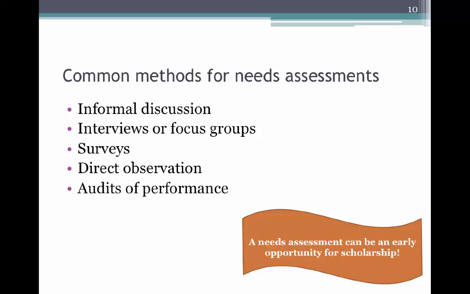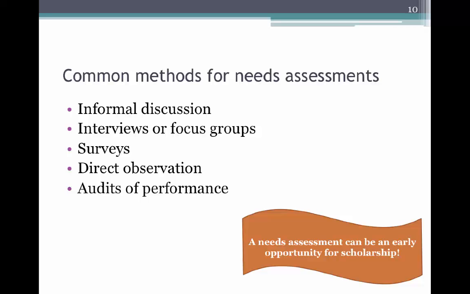Often the additional information needed for a targeted needs assessment requires collection, and here is a frequent opportunity for a scholarly project. A well-organized and thought-out targeted needs assessment can often stand alone as scholarship, particularly if the problem is understudied or rather novel. There are several different methods to conduct a targeted needs assessment. These methods include informal discussion with the learners of interest, interviews or focus groups, surveys of the learners, directly observing individuals, or performance audits of the learner's current practice.